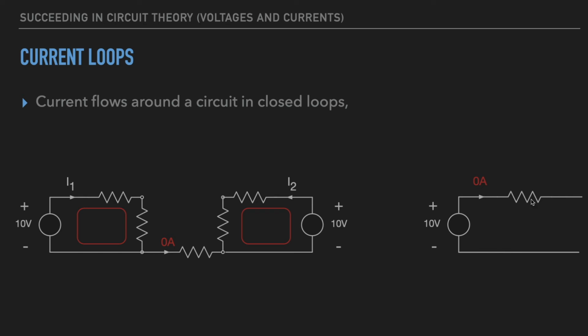Likewise, if we have a circuit here that has disconnected terminals on the output, we cannot draw a loop around it. And that means that we will have 0 amps flowing in this circuit. Unless we put something across those terminals, we will have 0 amps.